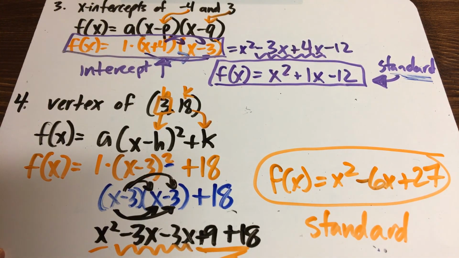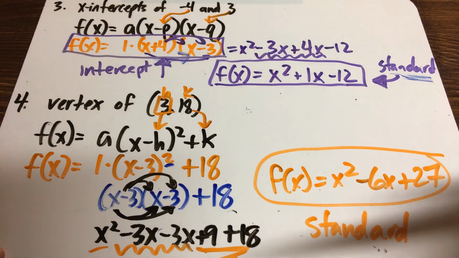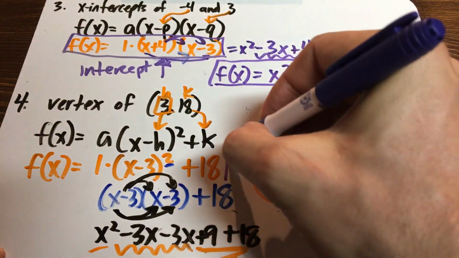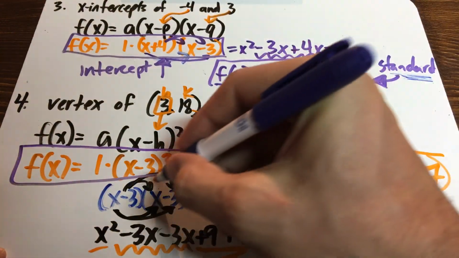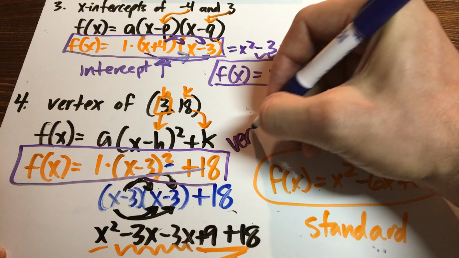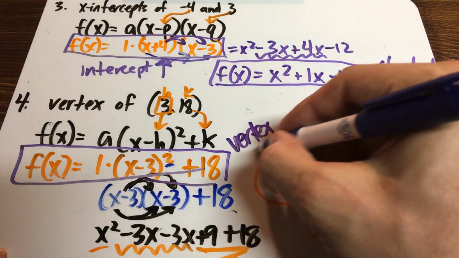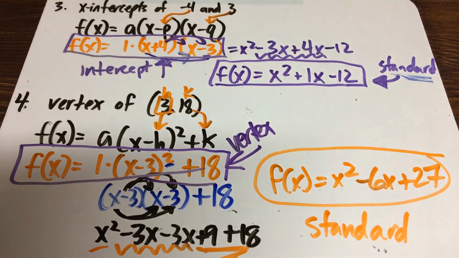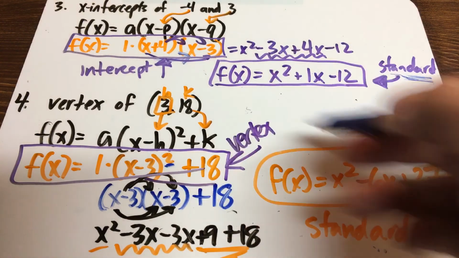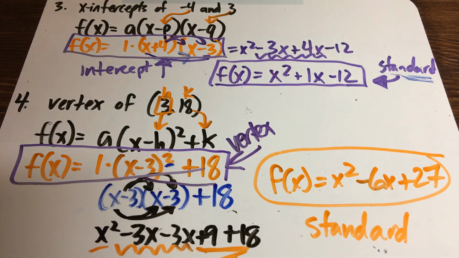Way up here, if they had asked me to write it in vertex form, this would be my answer. This is called vertex form right there. And so depending on what they asked for, I've got two different ways to write a formula for the same parabola.